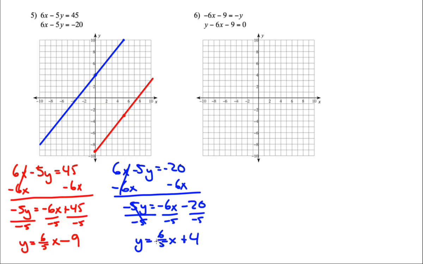So where do they intersect? They never intersect. That's what parallel lines means. So the answer is there is no solution. There is no solution to this. There is no point that's going to work for both the red line and the blue line because they never cross. So there is no solution.